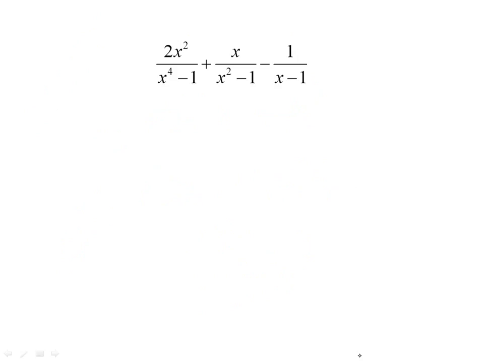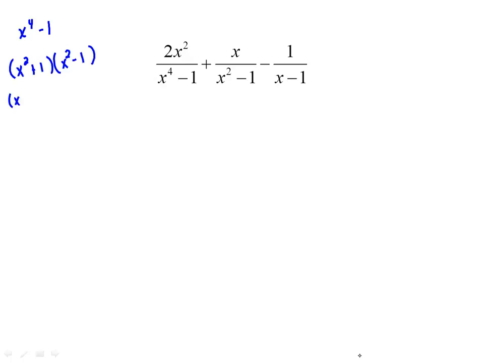This is the never-ending problem. This one's so much fun. I love this problem. Watch this. Your first one, you have x to the fourth minus 1. Let's go off to the side and factor this. It's the difference of two squares. So we're going to have x squared plus 1 and x squared minus 1.